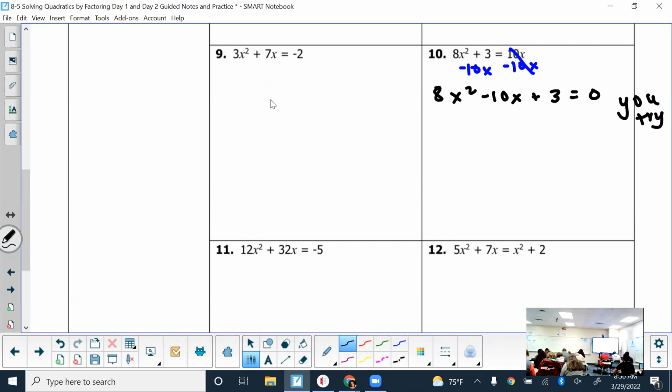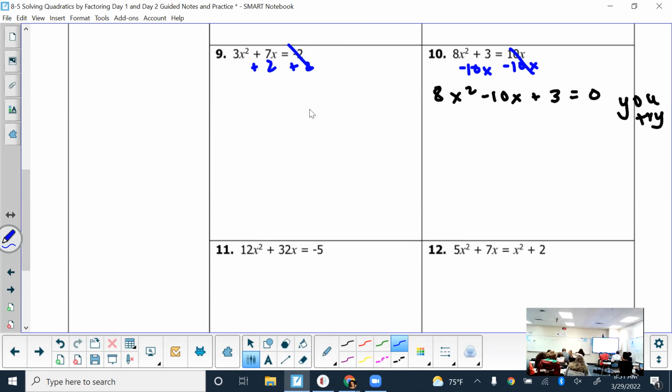But before you guys finish it, let's just kind of look at these other ones. In number 9, how would I make this equal 0? Add 2. So it's not always subtracting to make it 0. It just depends on its sign. So to make negative 2, 0, you would add 2. And whatever you do on one side, do to the other side.